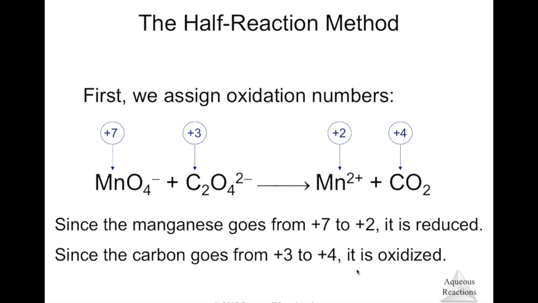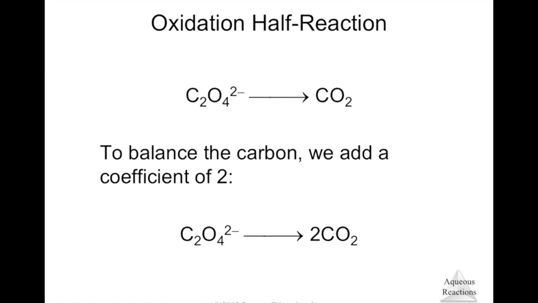First thing we do is assign our oxidation numbers. Oxygen is always going to be -2. We've got 4 of them, so that's a total of -8. Since the whole ion has a -1 charge, the manganese must be +7. So manganese is +7, the carbon is +3. Looking over here, manganese is +2 and carbon is +4. So the manganese is going from +7 to +2, so it's being reduced. And the carbon goes from +3 to +4, so it's being oxidized.